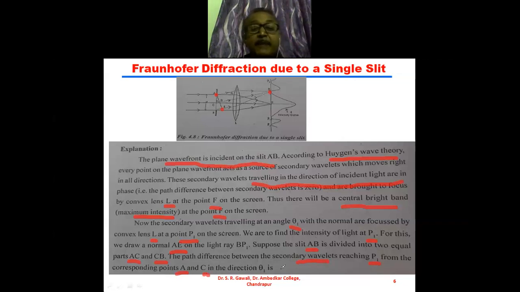So we will obtain the path difference between the secondary wavelets reaching the point P1 from the corresponding points A and C. A पॉइंट से जो secondary wavelet निकल रही है और C पॉइंट से जो secondary wavelet निकल रही है, दोनों पहुंच रही है P1 पॉइंट पे, तो वहां पे पाथ डिफरेंस कितना है ये अपने को निकालना है. And for that purpose what we do, we will obtain the difference between the two secondary wavelets, which is CD. CD is the difference.